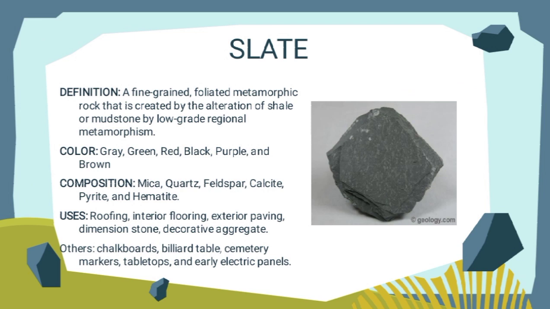Slate is a fine-grained foliated metamorphic rock that is created by the alteration of shale or mudstone by low-grade regional metamorphism. The common colors of it are gray, green, red, black, purple, and brown, but what you can see in the picture is gray. It is usually composed of mica, quartz, feldspar, calcite, pyrite, and hematite. Some of its uses are for roofing, interior flooring, exterior paving, dimension stone, decorative aggregate, as well as for chalkboards, billiard tables, cemetery markers, tabletops, and early electric panels.